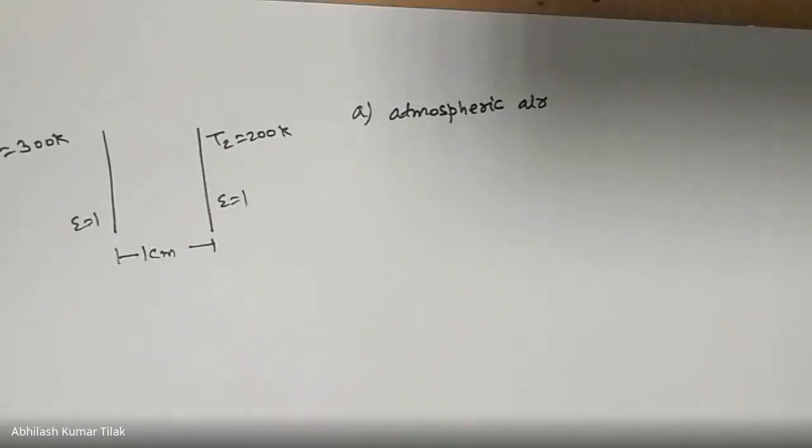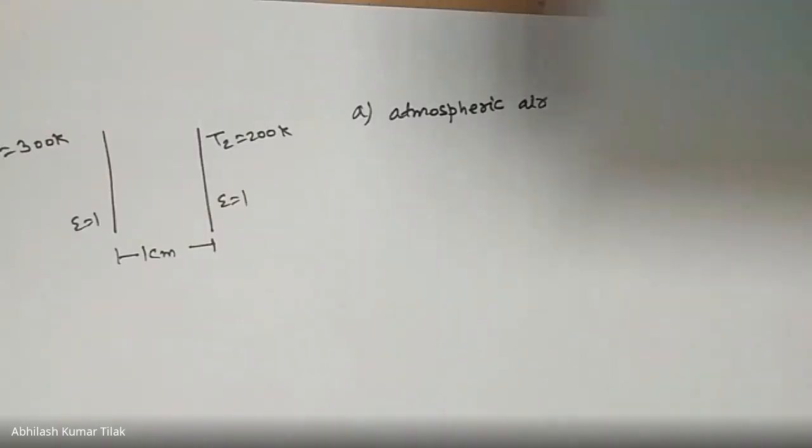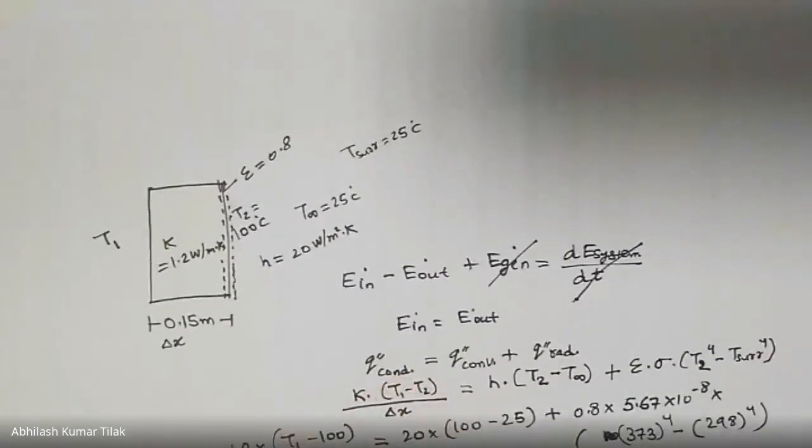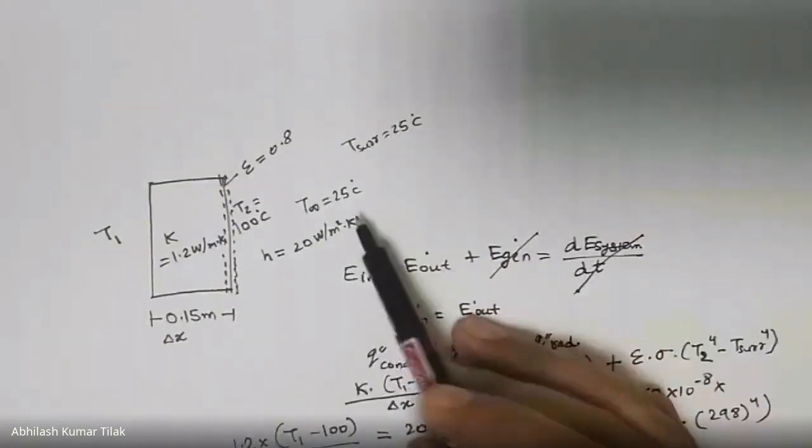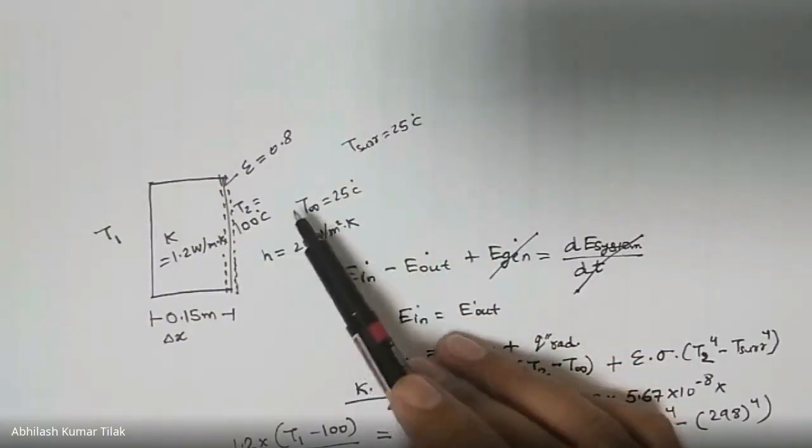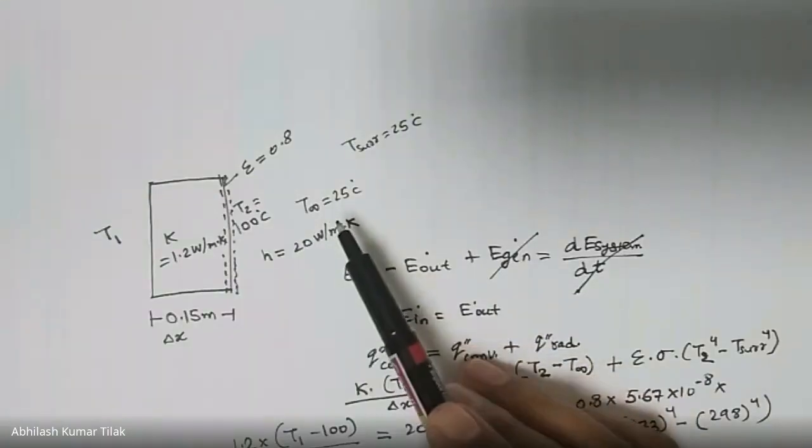Sir, in this problem we can't consider convection because there is no bulk fluid motion, right? Was there any bulk fluid motion in the first problem? Yes, there was a bulk fluid motion in the first problem. It was mentioned that the ambient air is given as 25 degrees centigrade, so there was a free convection mentioned in the question.